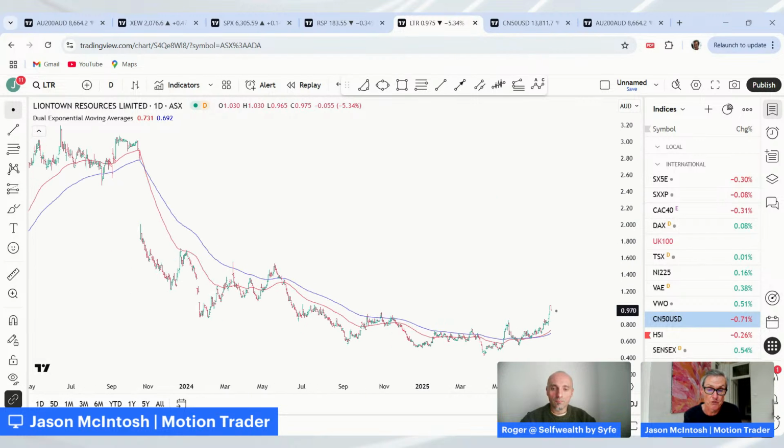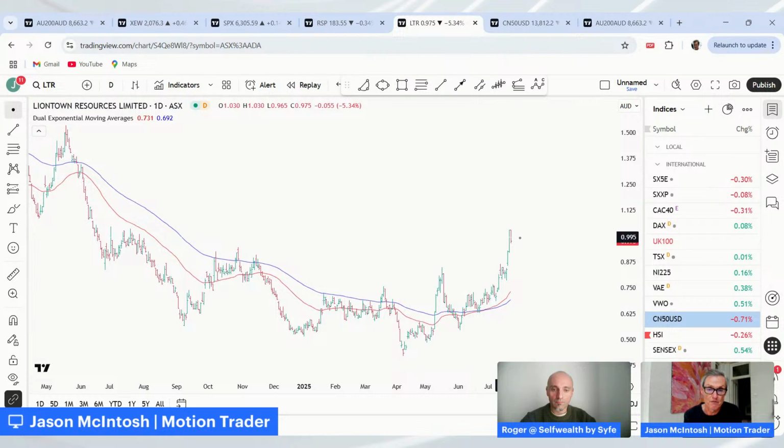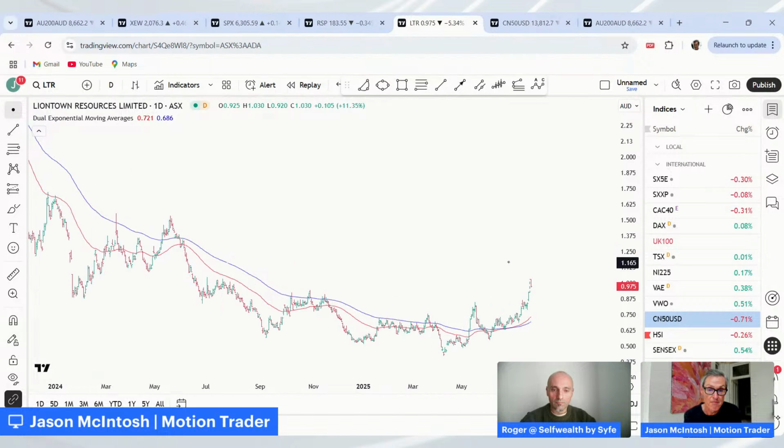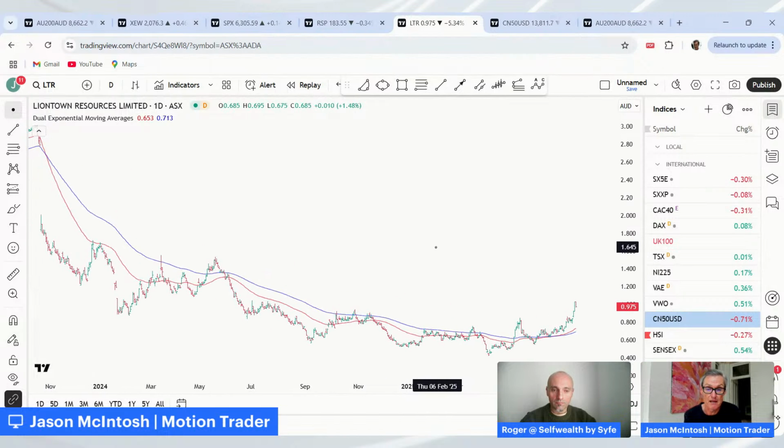Even risking 22% for a stock which could potentially double or more if it gets going. Alternatively, just waiting and seeing whether it gets some sideways consolidation and potentially looking at an entry point then. But yeah, it's a really, really interesting play at the moment.